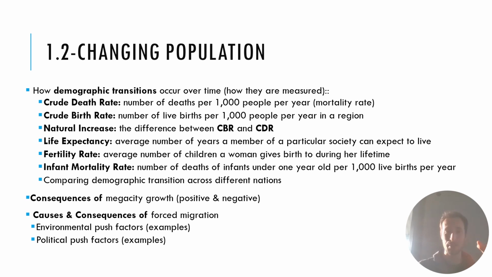So that's the number of births per 1,000 people. The natural increase is going to be the difference between the crude birth rate and the crude death rate. If it's positive, that means you're having a natural increase. If it's negative, you're having a natural decrease. Life expectancy is the average number of years a member of a particular society is expected to live. Fertility rate is the average number of children a woman gives birth to during her lifetime, though technically, I guess it's during childbearing years specifically, otherwise the averages get skewed, but it doesn't really matter for our purposes.